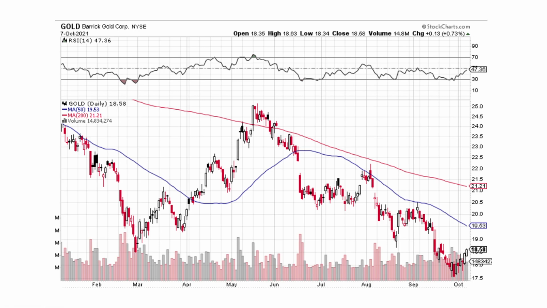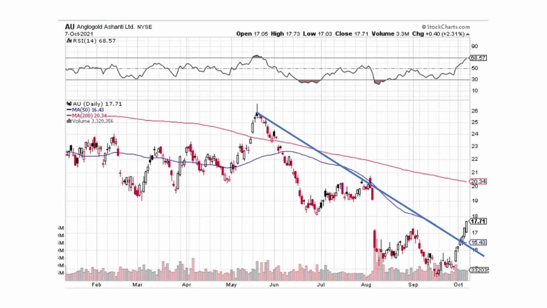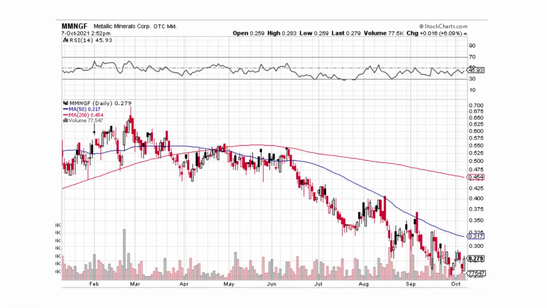We got gold here, Barrick Gold. Still, we've got some good buying pressure. It finished kind of strong. And then we've got Anglo Gold Ashanti, the star in our dreams that remains our hope and prayer. One of few that broke its downtrend and is putting on some good buying pressure. So is this our leader? Let's hope so.